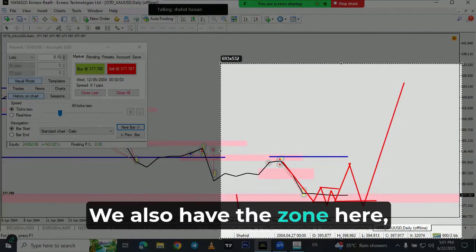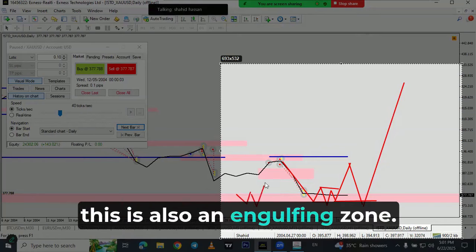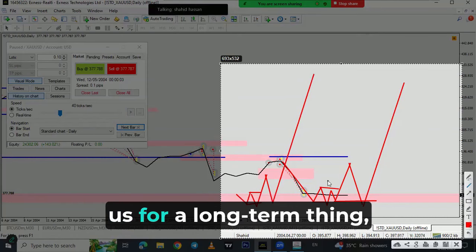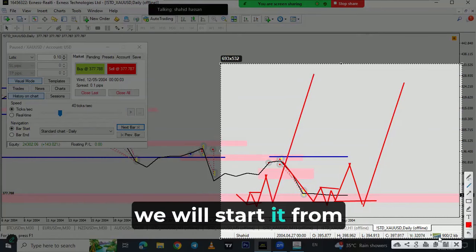We also have the zone here. Look, this is also an engulfing zone. If our setup is made here, then this will be suitable for us for a long term thing. So here we will start it from the next class.